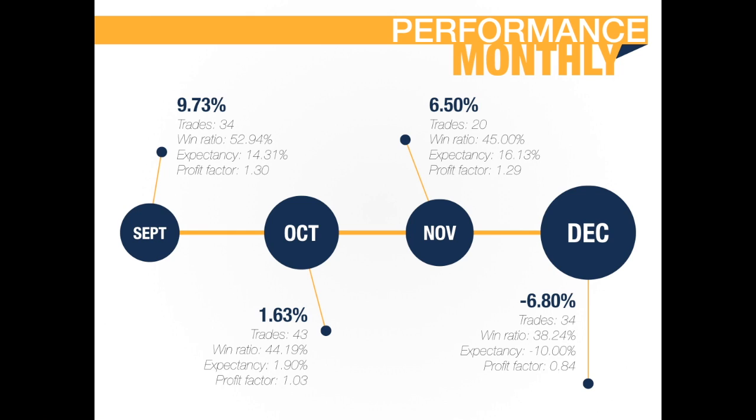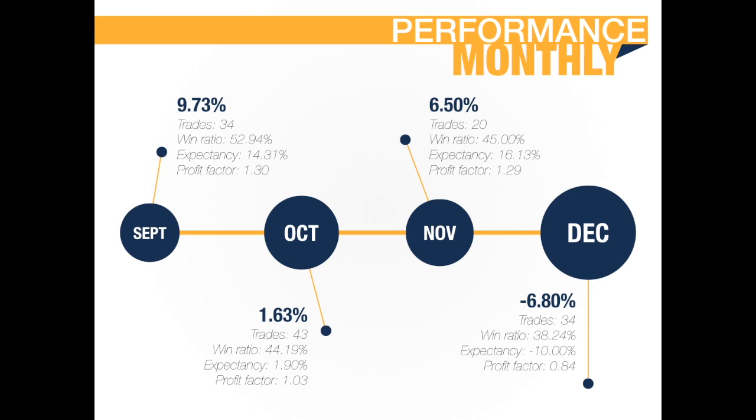October was low, we just clocked in 1.63% with 43 trades. November had a 6.5% return, with 20 trades taken. So you can quickly see that the number of trades doesn't really signify the percentage return that you get for the month, because there are definitely other factors in play, for example your risk to reward, your win ratio, or your profit factor itself.